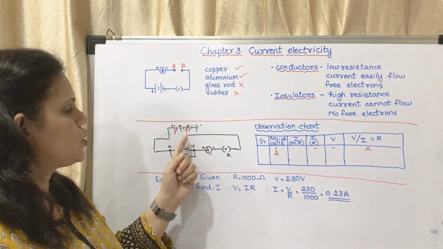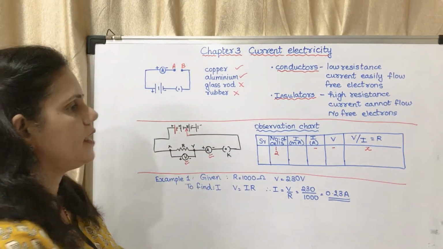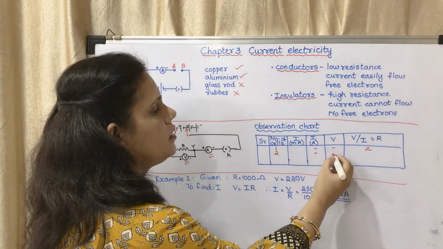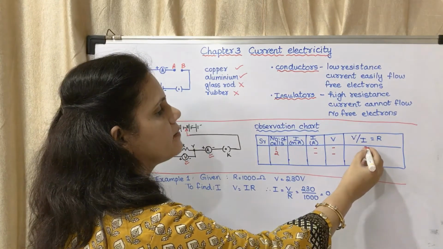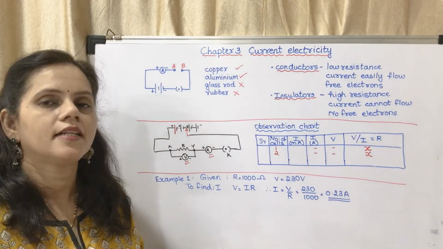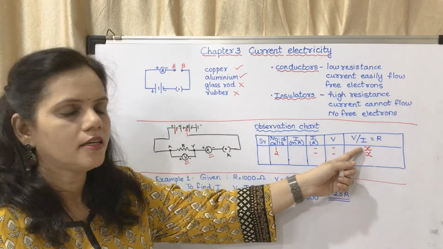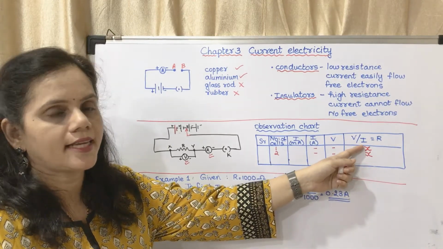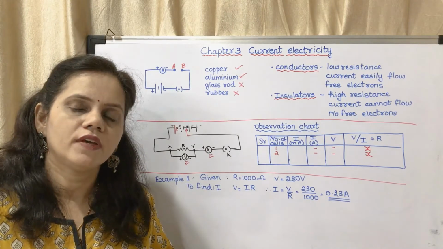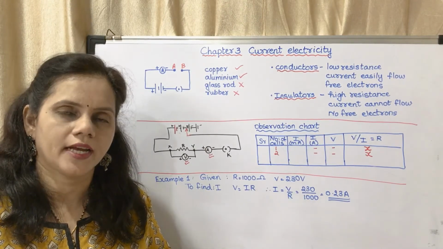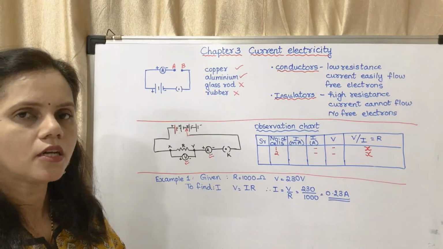When the number of cells is 2, you have to take the ammeter reading and the voltmeter reading, convert them into ampere and volt, and find V upon I. You may see that the value will also be X. The number will be the same. I repeat, if this is 1, this also will be 1. If this is 10, this also will be 10. Why? Because Ohm's law says that V upon I is a constant. V upon I is equal to R, and R is a constant. So R remains constant.